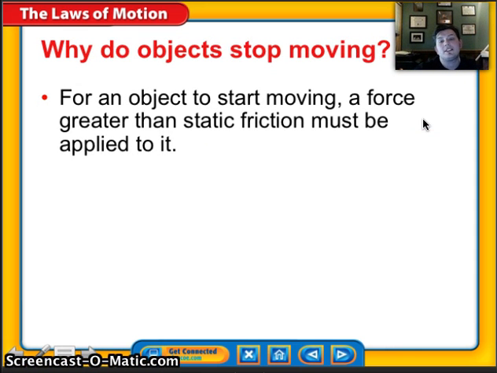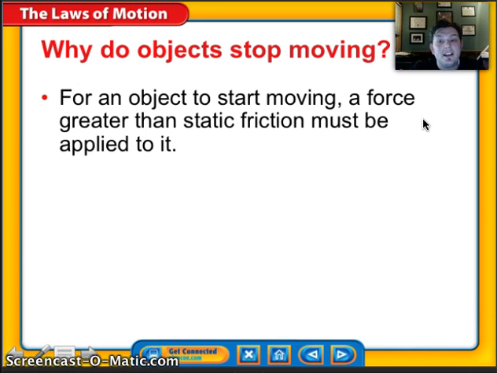So, why do objects stop moving? Well, for an object to start moving, a force greater than static friction, remember static friction, that word came back up, must be applied to it. So to get me to move, I had to use more force than the static friction which held me in place.